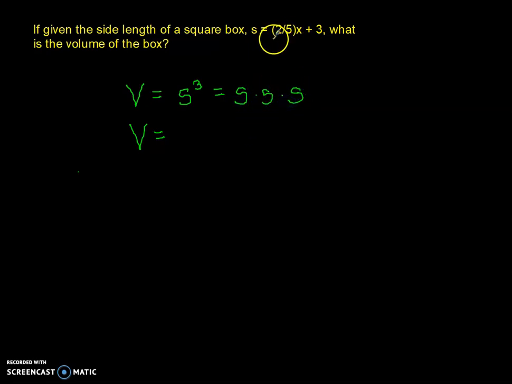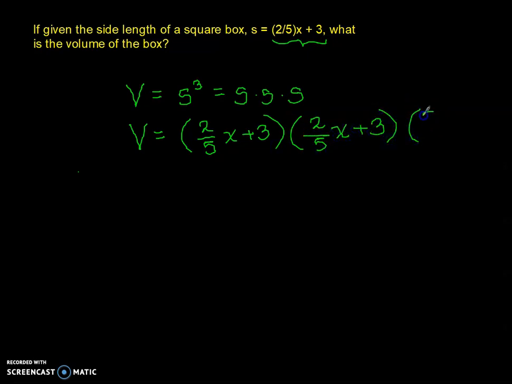So this is 2 over 5x plus 3 times 2 over 5x plus 3 times 2 over 5x plus 3. Now, yes, you can FOIL and distribute. That is always an option you have.